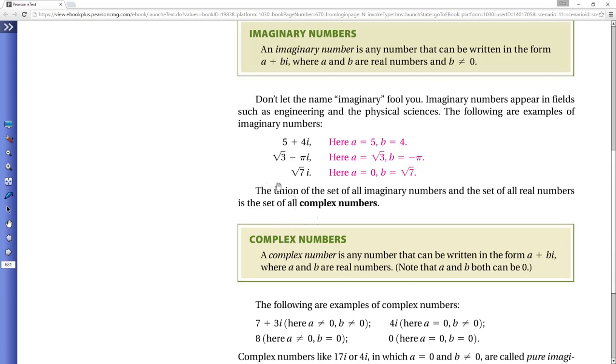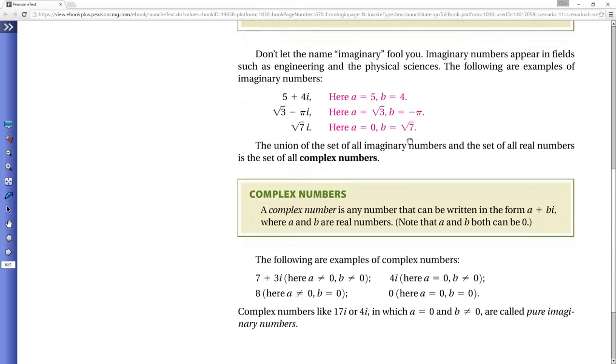Whereas if I just had 2, that is not an imaginary number. That would be a equal to 2 plus 0 times i, where it tells us, hey, the b part, the number times your i, should not be equal to 0.